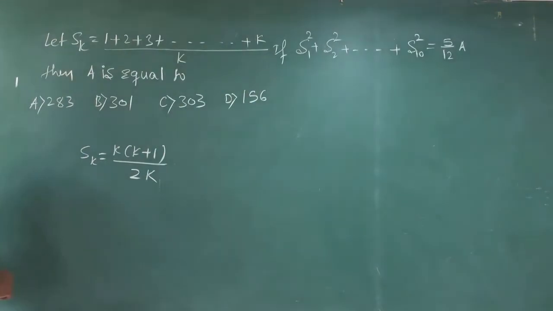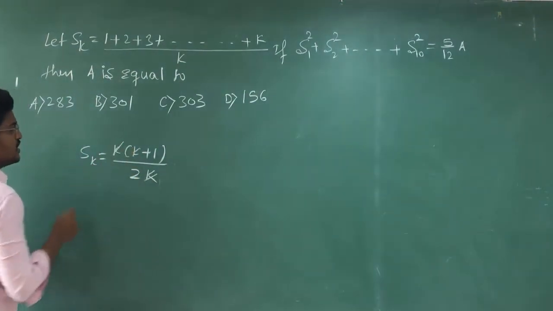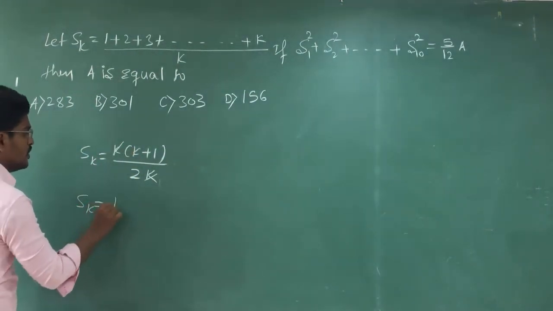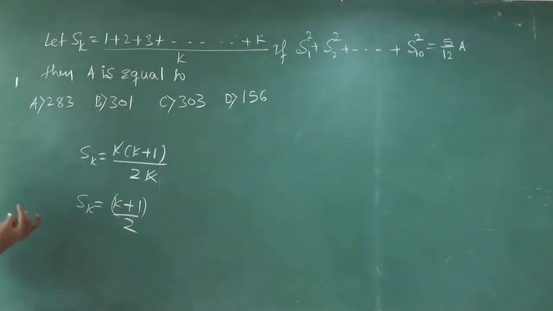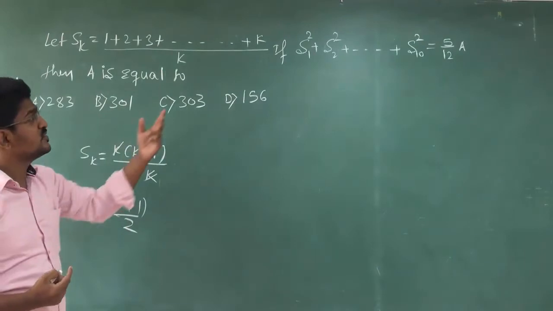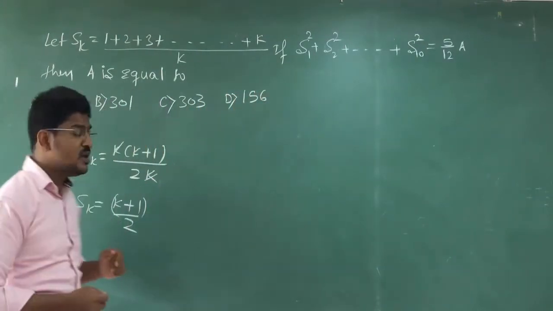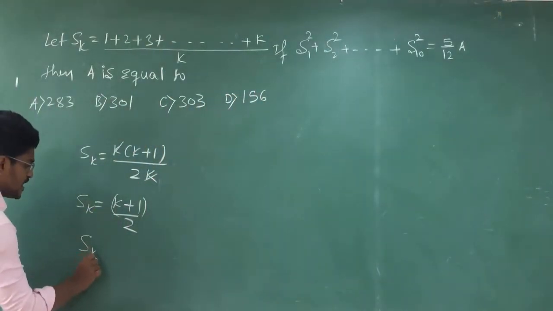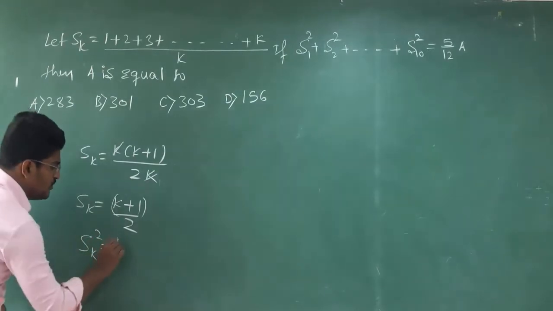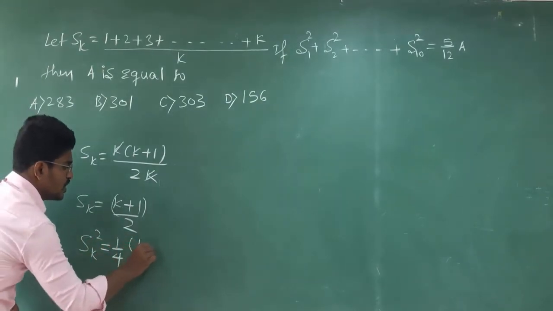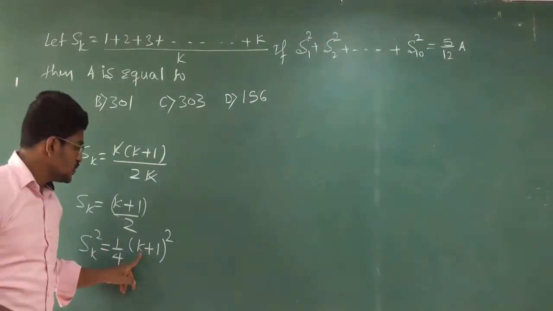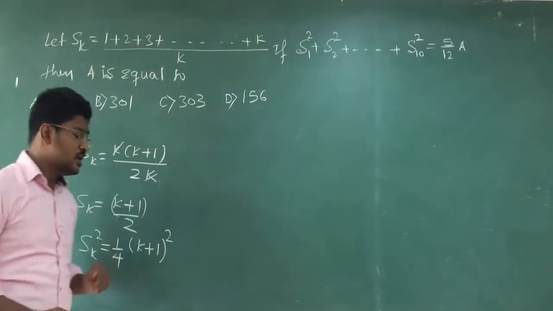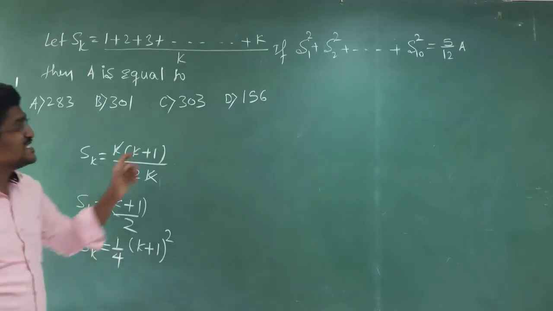Clear? So now I can simplify this. So now Sk will be equal to (k plus 1) divided by 2. I will go for Sk square because we need S1 square plus S2 square. So if I take Sk square, it will be 1 by 4 into (k plus 1) whole square. Clear? Okay. So now let us use this.